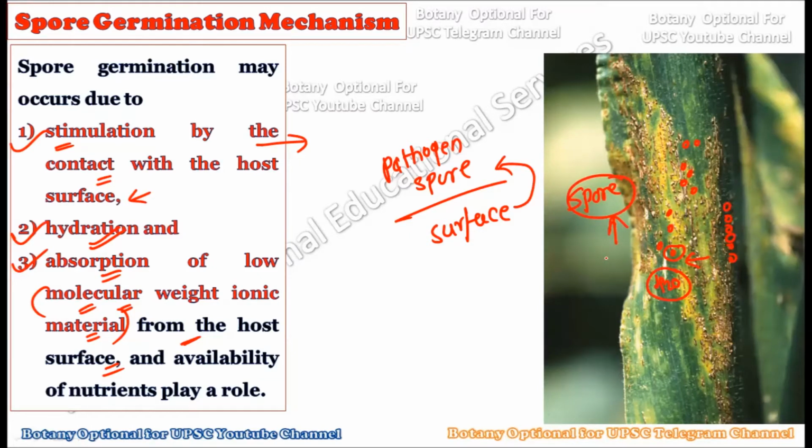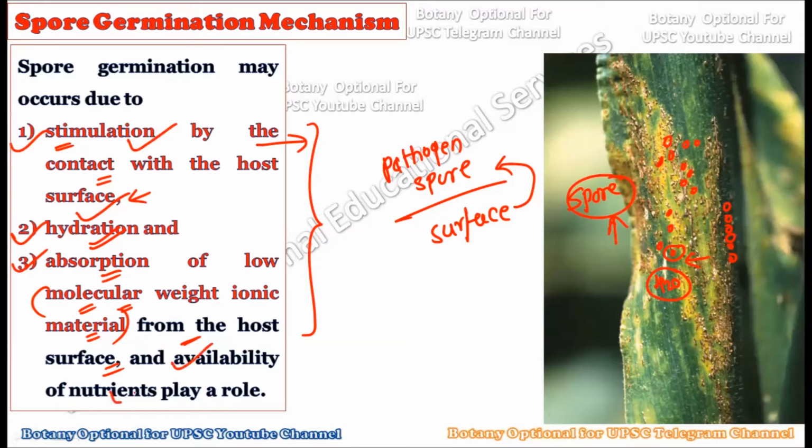So out of these three, any can happen. The very first is stimulation by contact itself. Second is hydration, that is the availability of water. And the third one is the absorption of low molecular weight ionic material which is already present on the surface of the plant. Due to this, they can create the germ tube out of the spore.